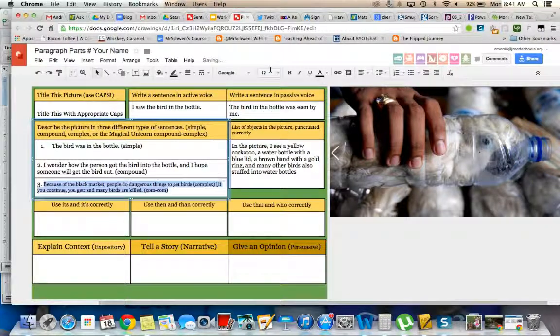Be a magical unicorn. In Indonesia, there were birds being smuggled in bottles, but the people sent them food. Yes, because in Indonesia is your dependent clause. Yes. Also, what should I put? Like, what kind of sentence?